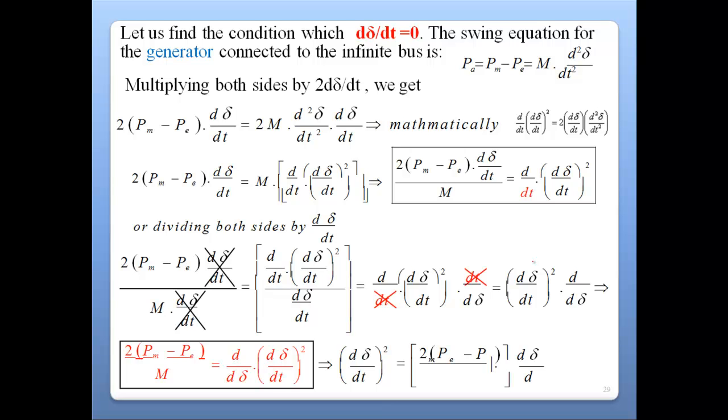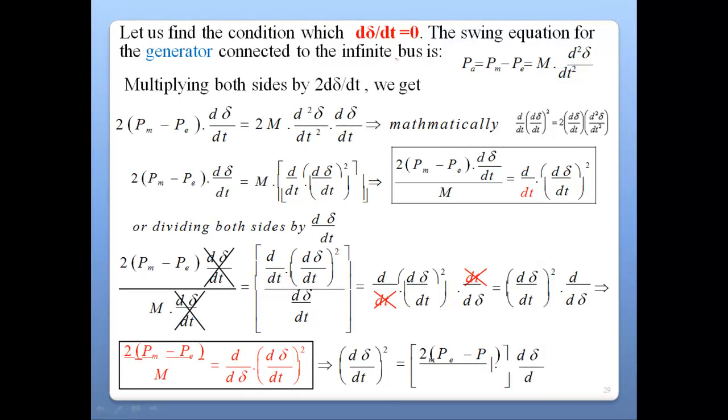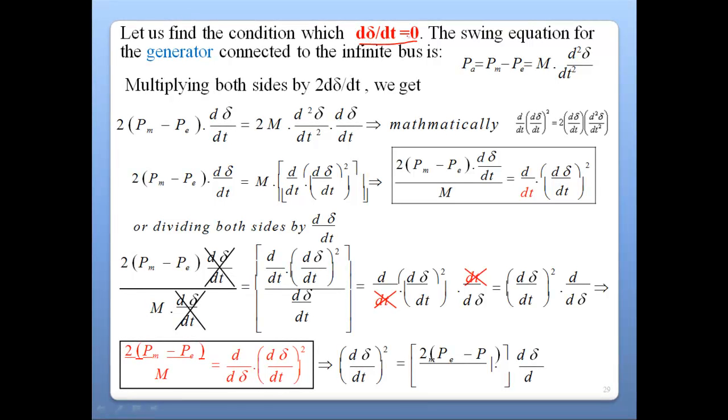Why are we considering d delta upon dt equals 0? Delta is basically an angular angle. Definitely d delta upon dt equals 0 means the rate of change of angular displacement is 0, and then definitely the angular velocity or the synchronous velocity of the machine is constant, and this is the desired value, because if the synchronous velocity is constant, then 2 pi f, the frequency, is constant, right? Therefore we are interested in this analysis, right?